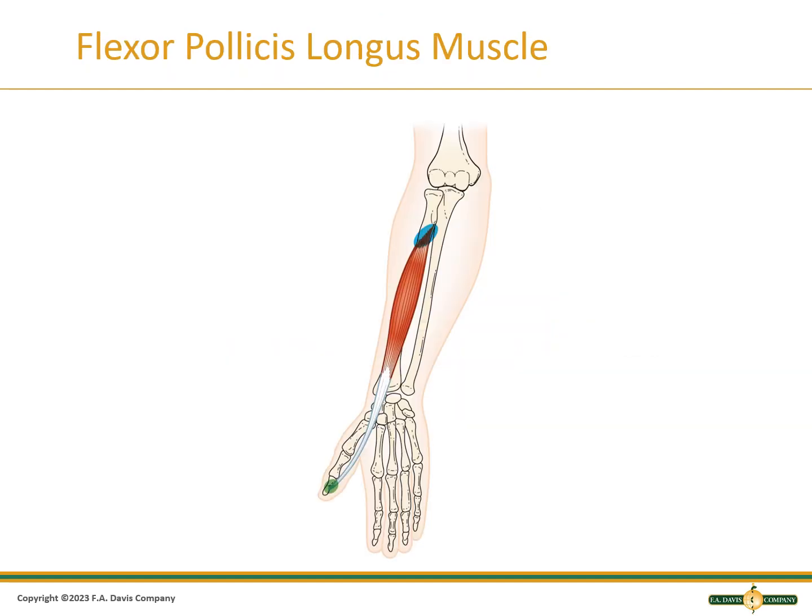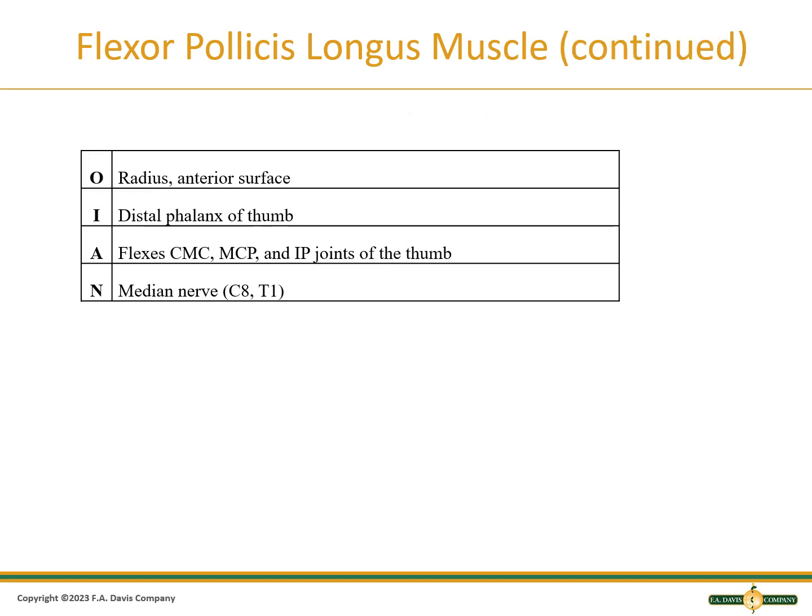Flexor pollicis longus. So flexor, it's a flexor muscle. Pollicis is thumb, so that's going to tell us it attaches to the thumb and it probably is going to cause thumb flexion. And longus means it's a long muscle, meaning it probably has a brevis buddy. Flexor pollicis longus originates on the radius on the anterior surface to insert on the distal phalanx of the thumb. It flexes the CMC, MCP, and IP joints of the thumb, so it causes flexion across all three joints of the thumb, and it is innervated by the median nerve as an anterolateral muscle of the forearm.